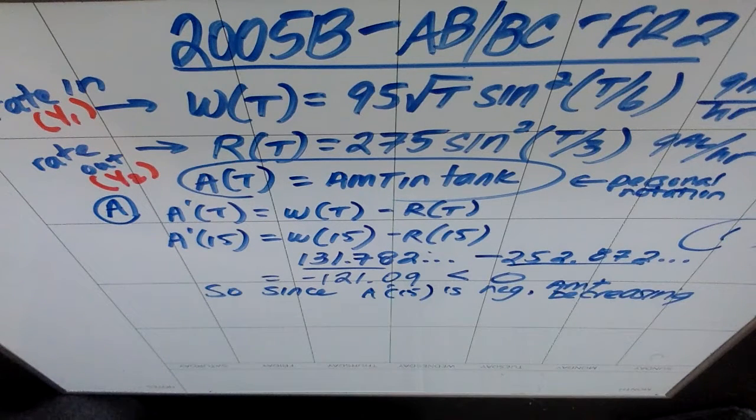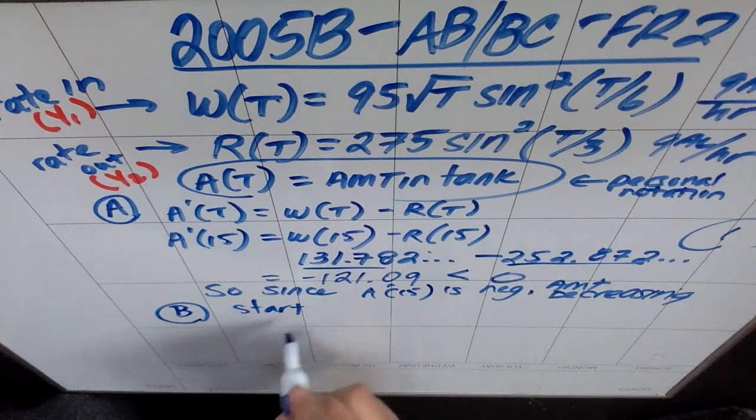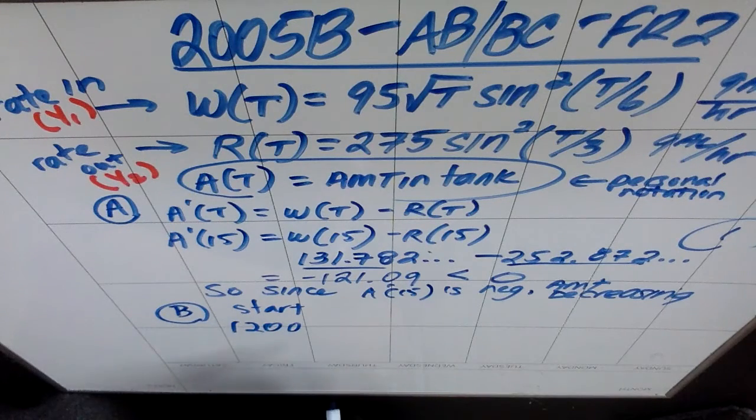Part B. To the nearest whole number, and that's important because usually we don't do whole numbers, how many gallons of water are in the tank at time t equals 0? An interesting side note is that if you had wanted to put W of t minus R of t in as one of your y's, that would also be fine. But here's the trick for B: I know how much started in the tank. 1,200 started in the tank.